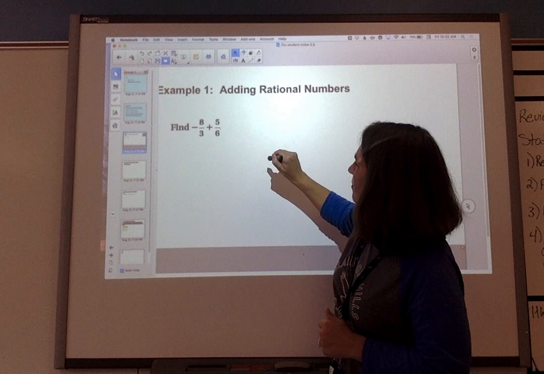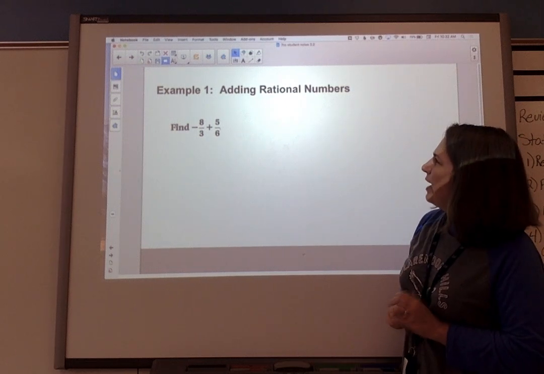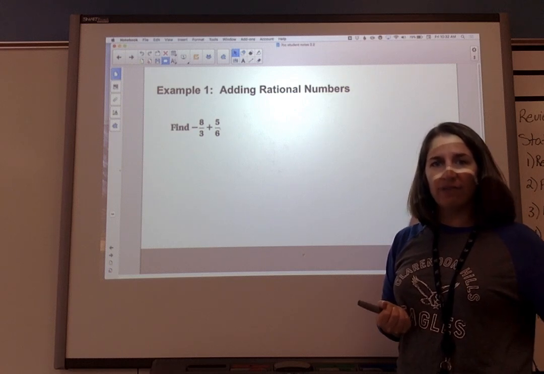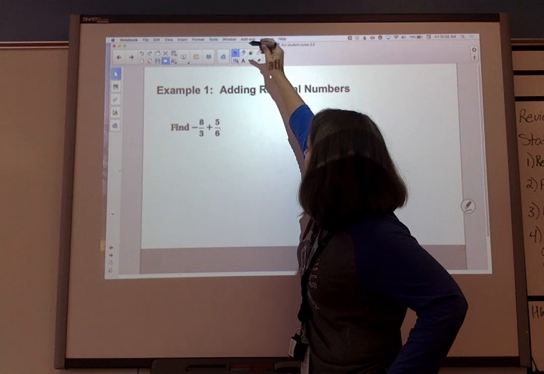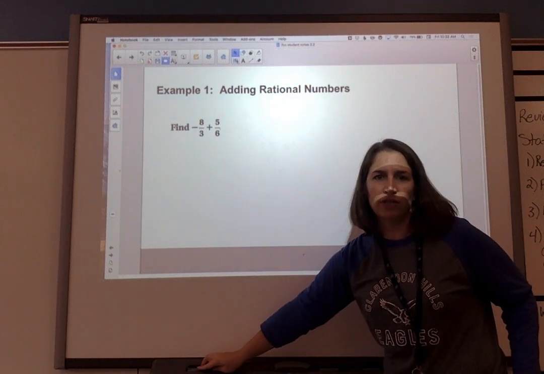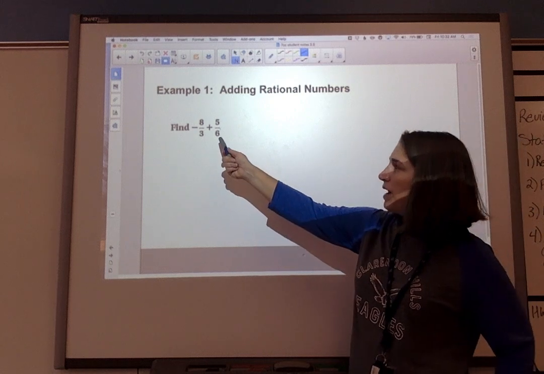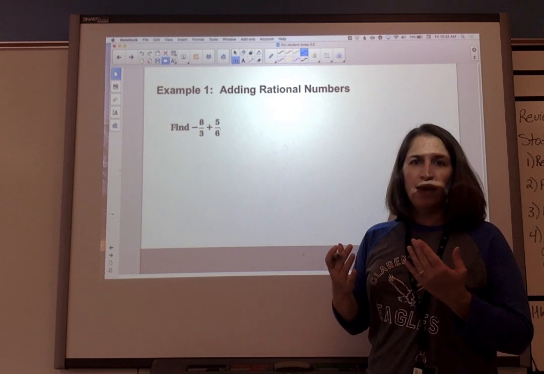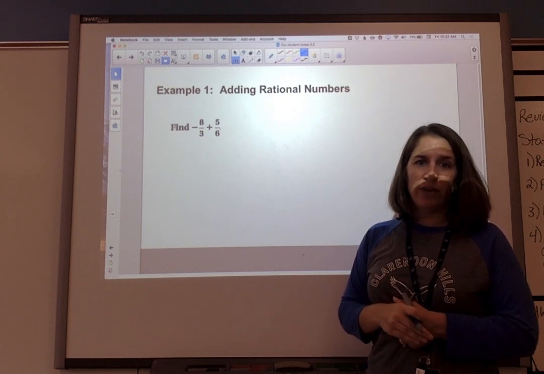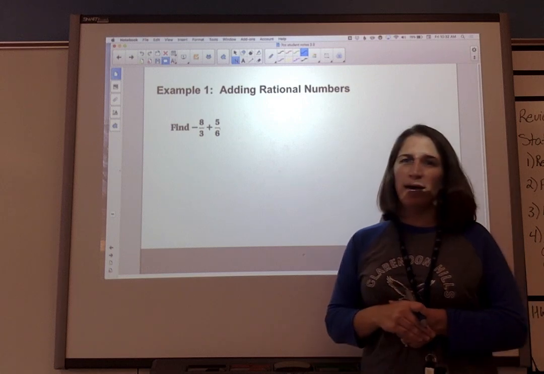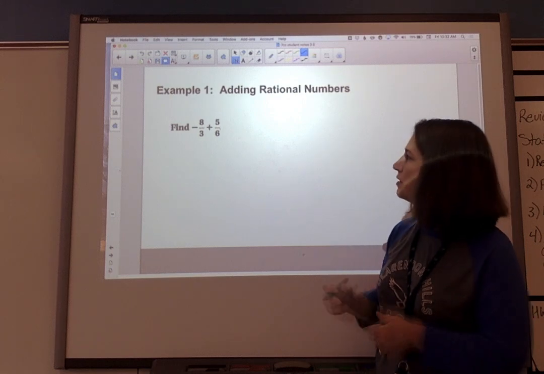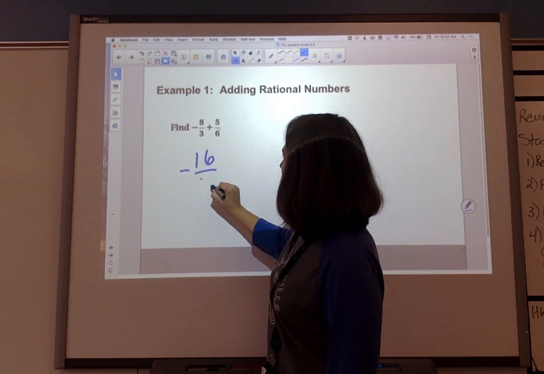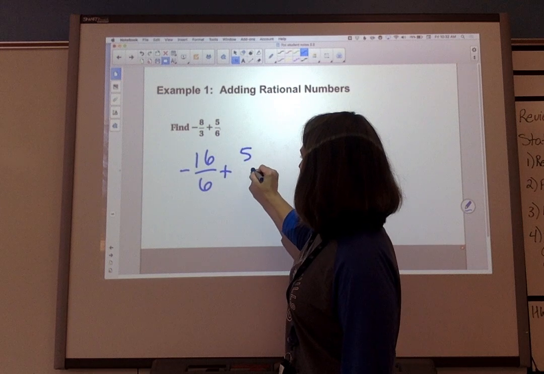So let's look at this first example for adding rational numbers. Negative 8/3 plus 5/6. In this case, we have a negative fraction and a positive fraction. So we're going to need to subtract their absolute values and then use the sign of the larger absolute value. It's probably going to help if we change this to a common denominator first. So let's change this to negative 16/6 plus 5/6.